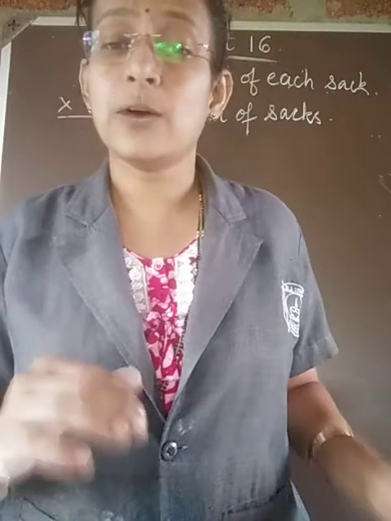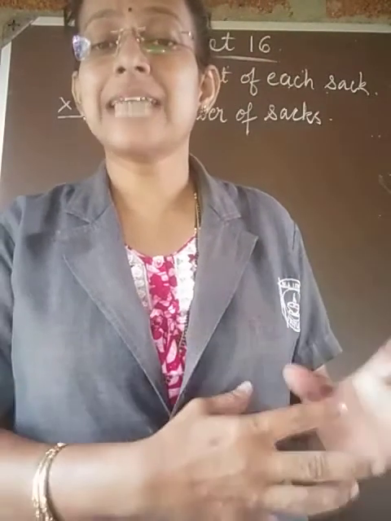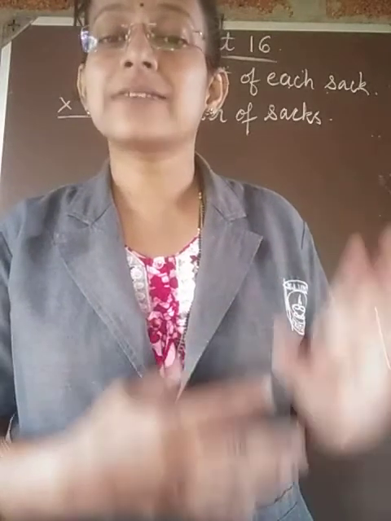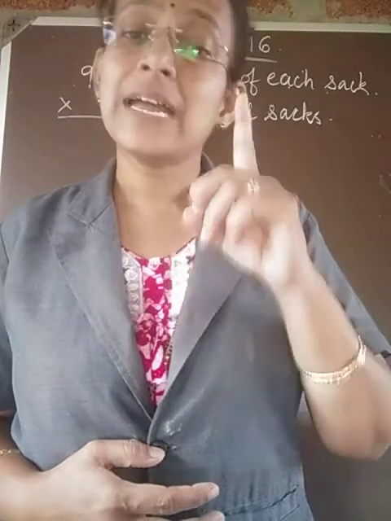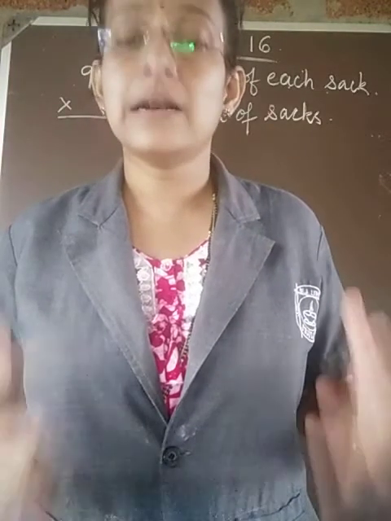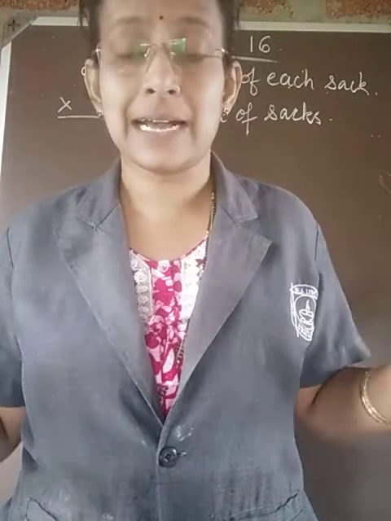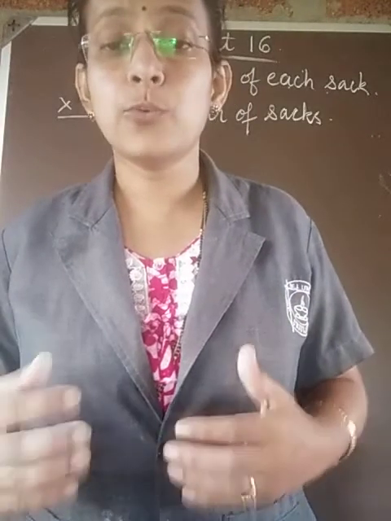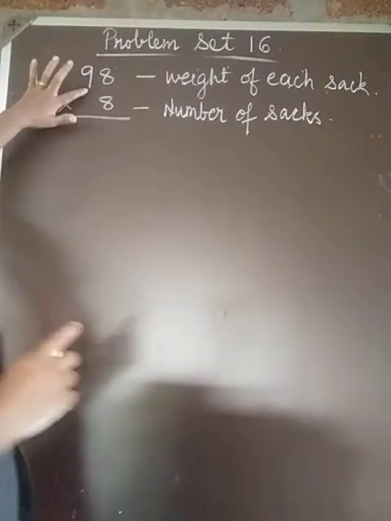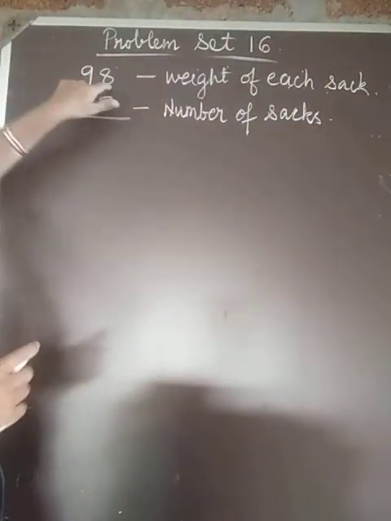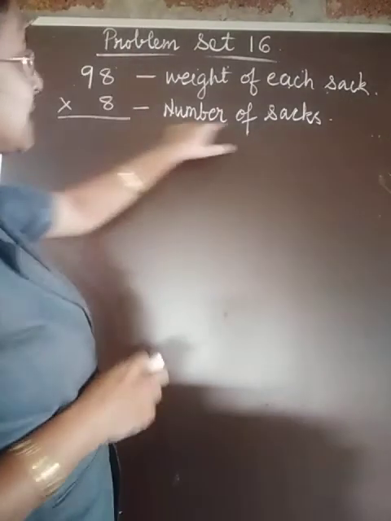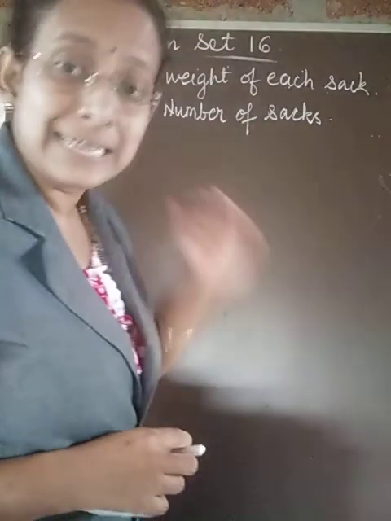First we have to find out how much 8 sacks of wheat is, because one sack consists of 98 kilos. Therefore we have to find out how many kilos of wheat are there in 8 sacks. And for that again we have to do what? Multiplication first. So here I have written multiplication. 98 is the weight of each sack, whereas the number of sacks is 8. Fine.